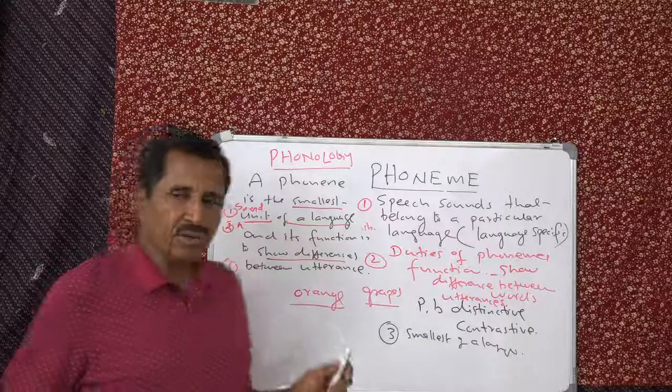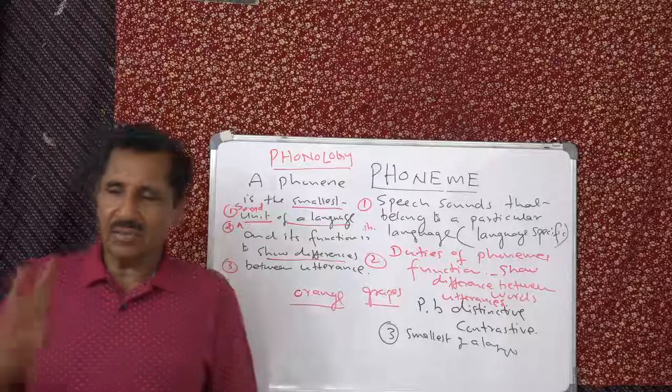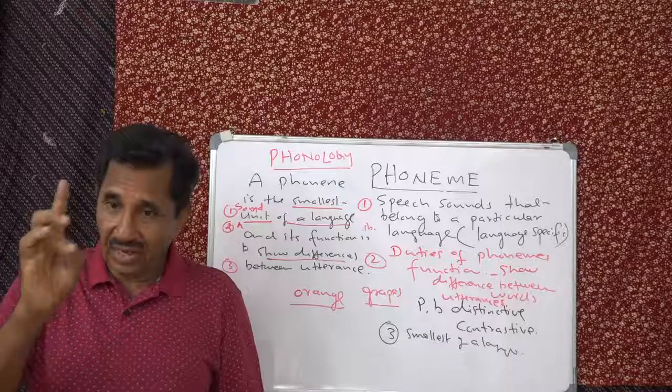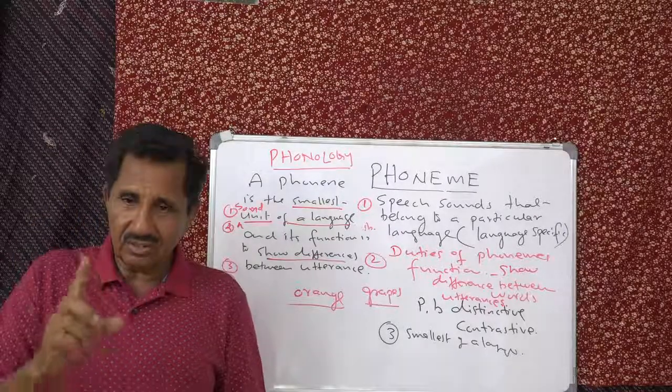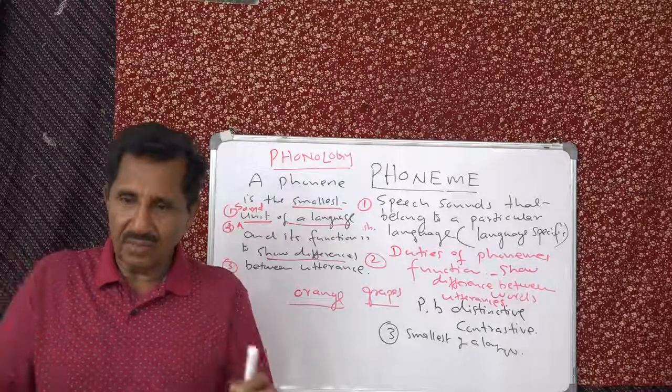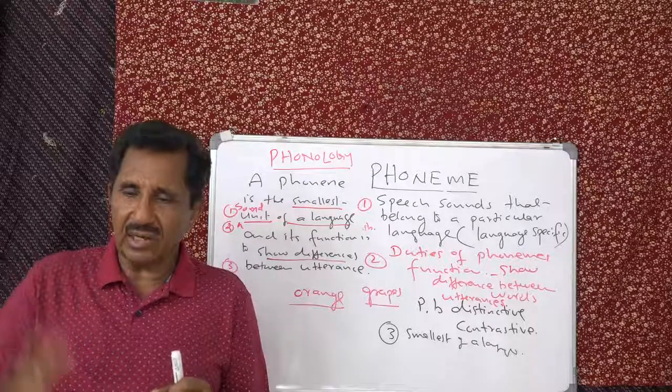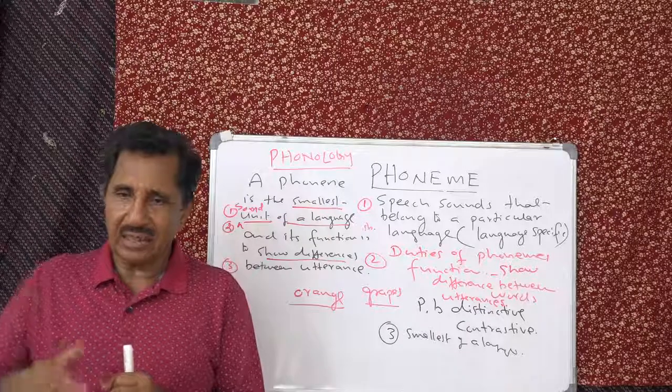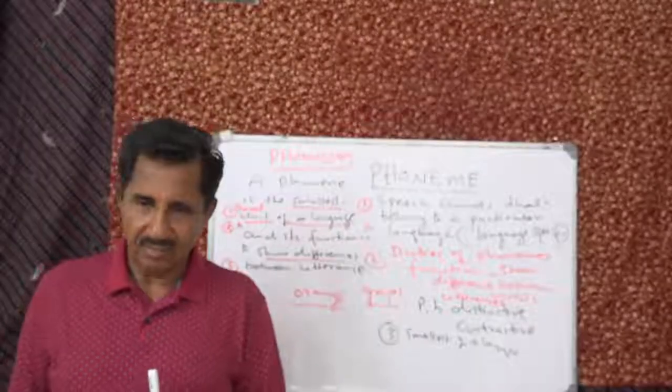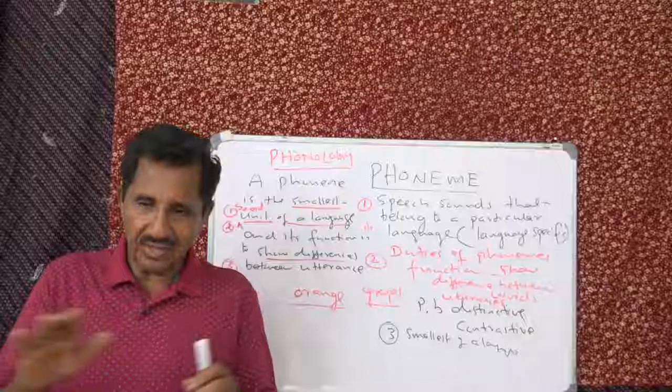I think it's clear, you know what a phoneme is. A phoneme is the smallest sound unit of a language. Its function is to show difference between words. Phonemes are in contrastive relationship, and they are language specific. Alright? I hope I have made things clear to you.